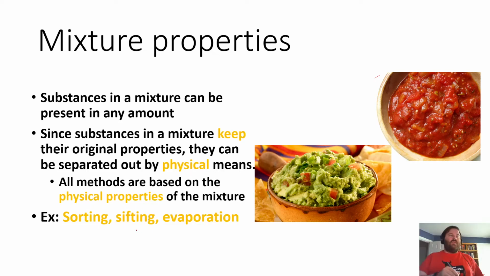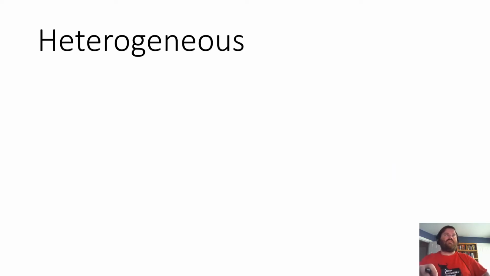Okay, so these are examples of physical changes that you can do to separate out a mixture, such as sorting things out, sifting, like if you have a bunch of gravel and you're sifting it to get out the dirt, or evaporation, as I just mentioned, to get the salt out of salt water. Okay, there are two types of mixtures. There's heterogeneous mixtures and homogeneous mixtures.